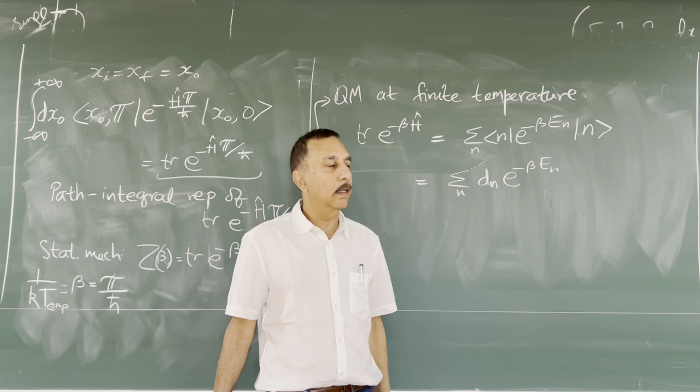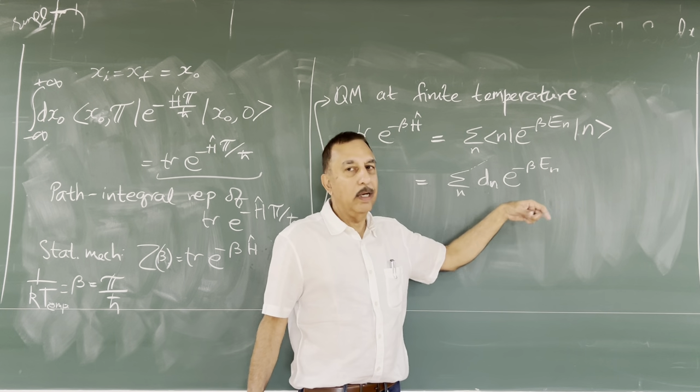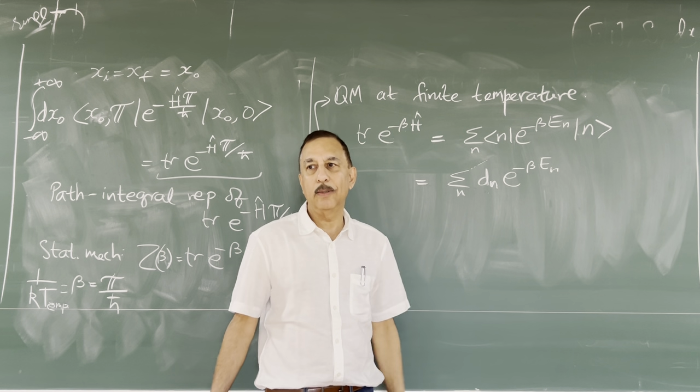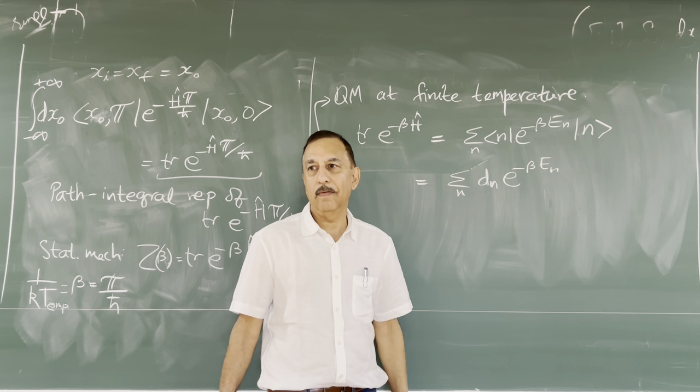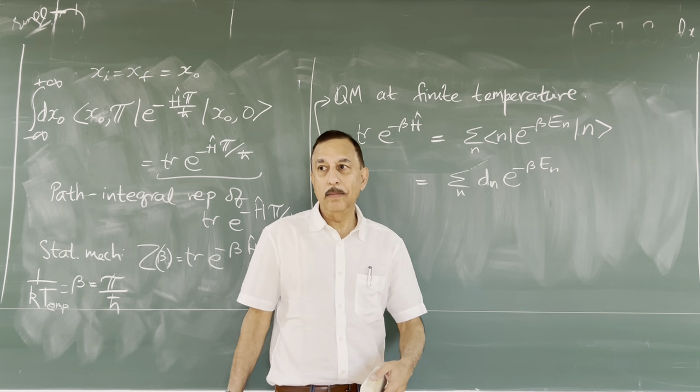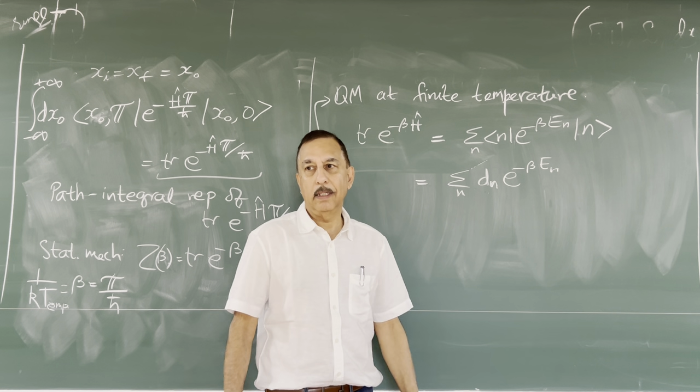Now I take the limit. Beta goes to infinity, I'll find d1 is the leading term, then I subtract that, then I'll find d2 is the leading term, and so on. So you can find every term. And you can actually apply this to simple problems and verify whatever is the degeneracy that you already know.